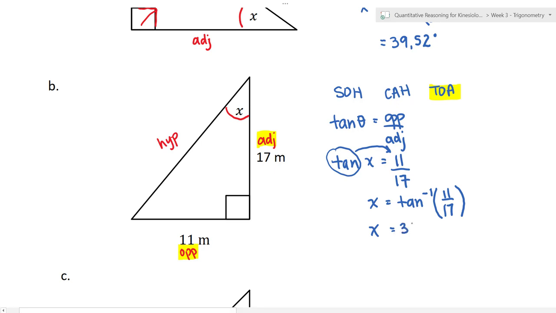32.905. My 0 is going to get rounded up to a 1 because it's followed by a 5. And then I take a look at the units. Again, x is an angle, so my units should be degrees. And that's it.